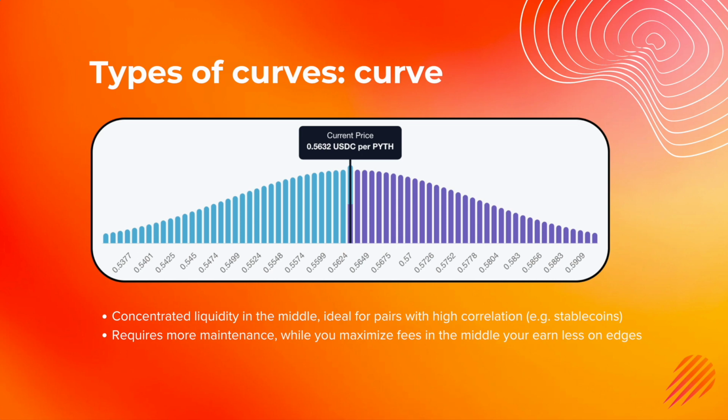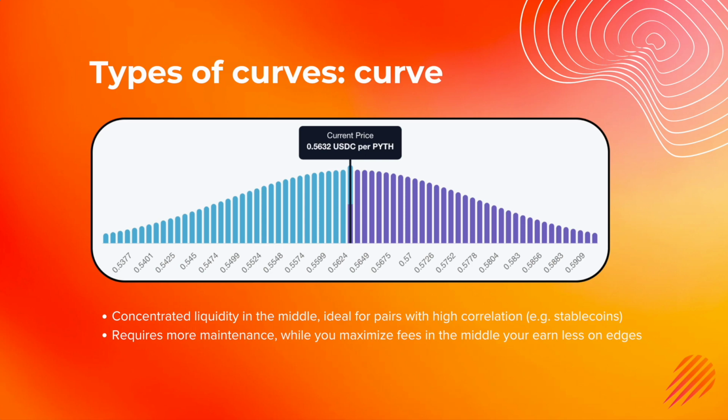Let's now move on to the curve distribution. This distribution concentrates liquidity in the middle and is best suited for pairs that tend to have low volatility and trade in the middle of our price range. The prime example for this are stablecoins. This way, you are maximizing the fees you will earn in the middle of your price range, but the trade-off is that you will earn less fees on the tails.